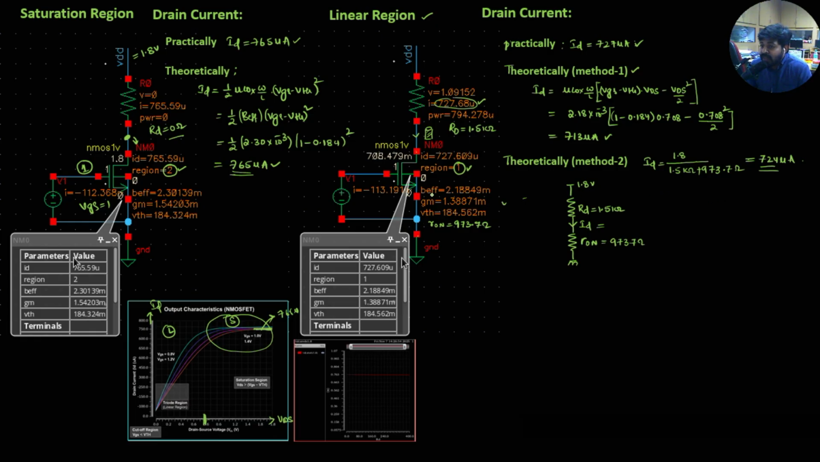So this is the way you calculate the total current, and if you know these parameters, this is the way to calculate. So theoretically we can calculate the total current flowing across the MOSFET transistor with these two methods.